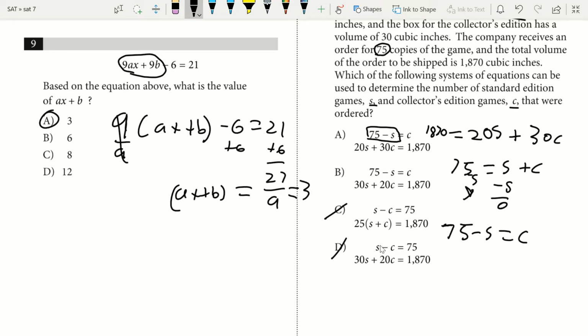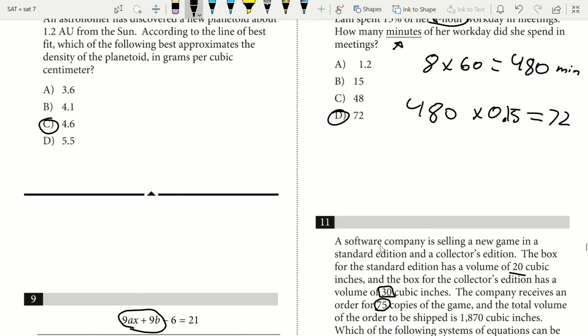All right, so now I look at my next equation. I was told that the volume of the collector's edition is 30, right? So I have 30C, and I was told that the volume of the standard edition is 20. So I have to have 20S plus 30C, and that is in A. So my answer there is going to be A. I can go ahead and move on because I answered all those.